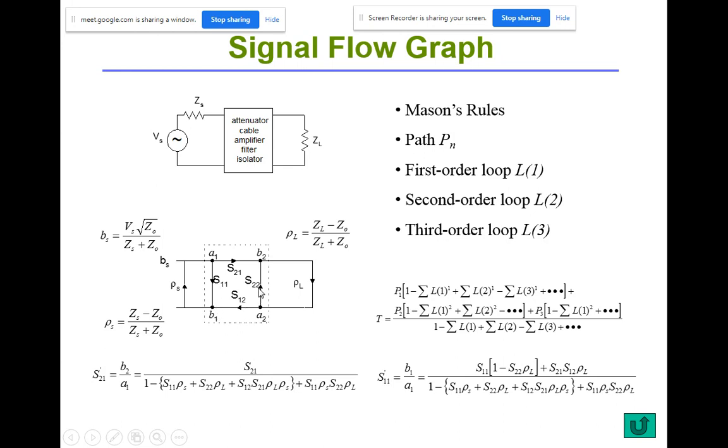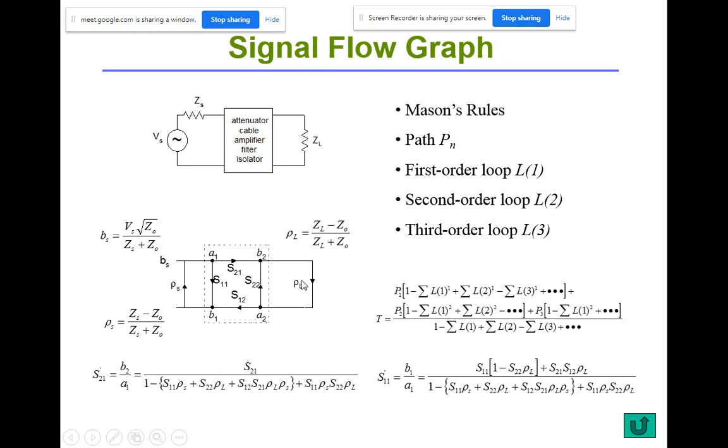Okay. Similarly, the signal transmitted to the load. If you have an impedance mismatch, let's say if ZL is not equal to Z naught, then you get some reflection. All right. So this reflected signal can be represented by rho L.